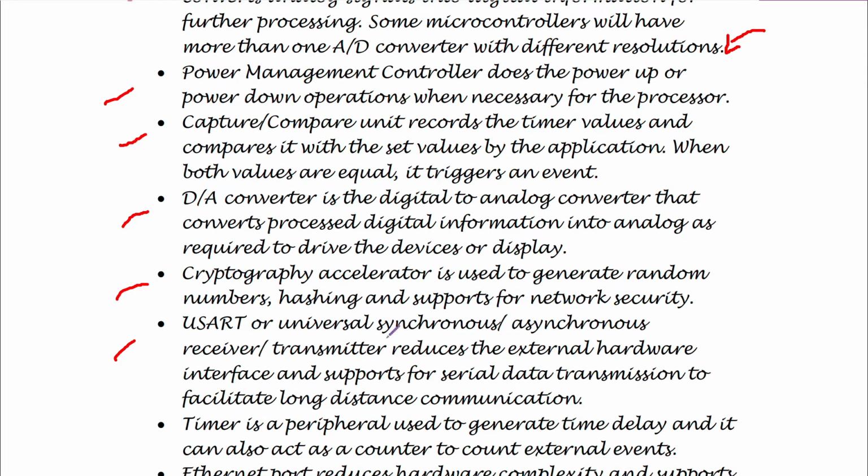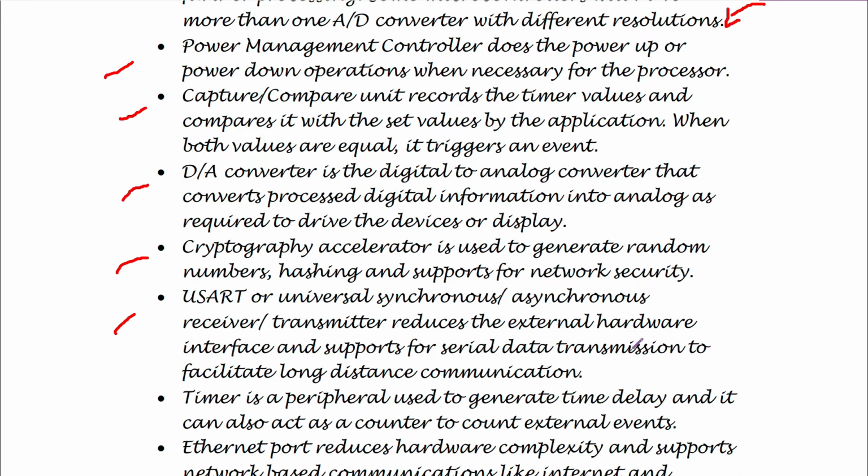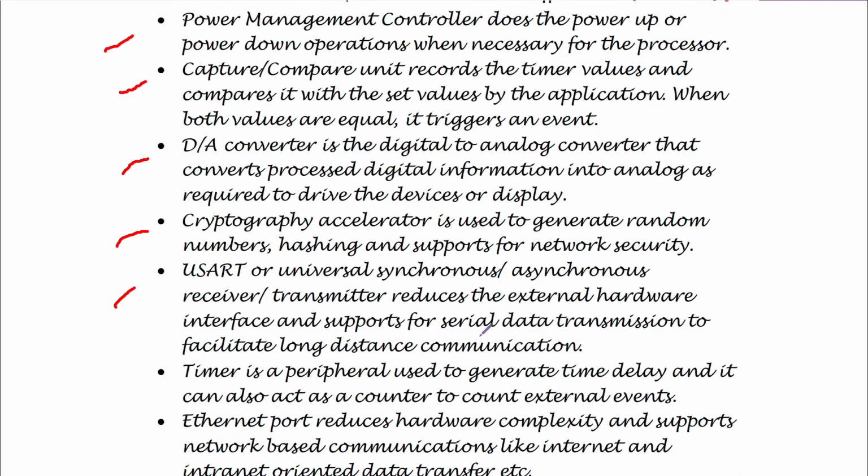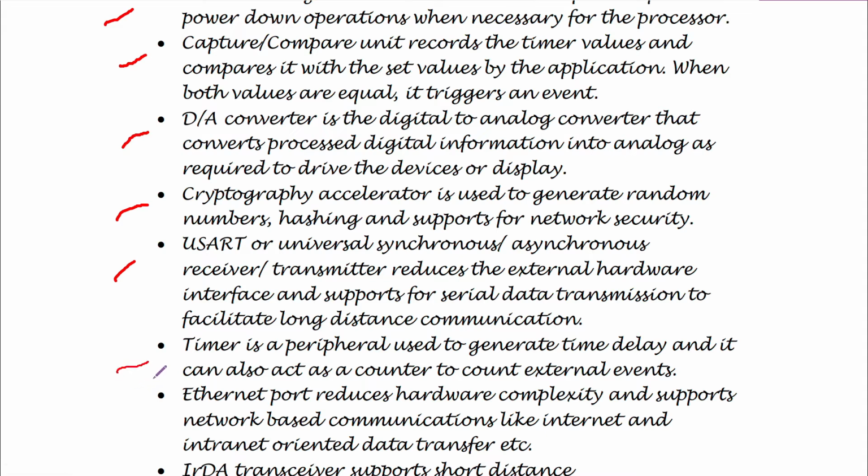USART is the universal synchronous asynchronous receiver transmitter, which reduces the external hardware interface and supports for serial data transmission. ये भी हम लोगों ने यूनिट 1 में थोड़ा डिटेल में देखा हुआ है. Timer is a peripheral that is there in almost all microcontrollers, and it is used to generate time delays, and it can also act as an event counter.